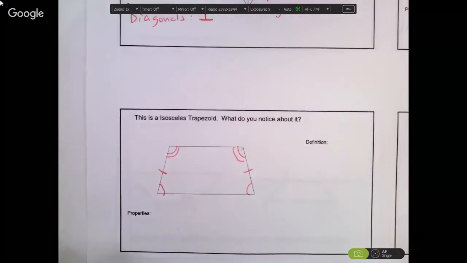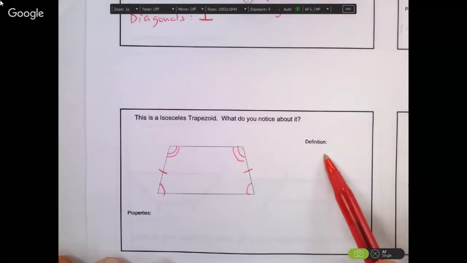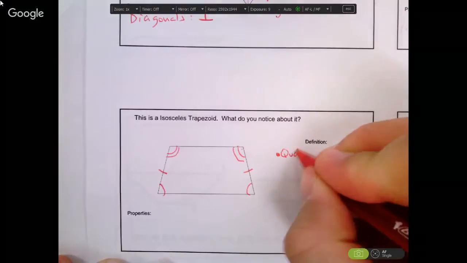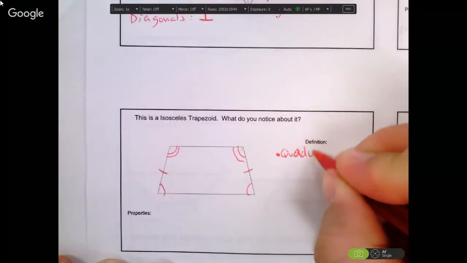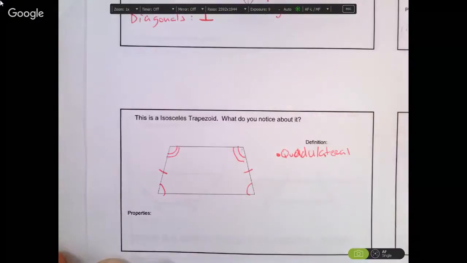So let's talk about the definition of isosceles trapezoid. It's a quadrilateral. And what do you think the name of this chapter is? Quadrilaterals. Actually it's polygons because the first section covers those, but it focuses on quadrilaterals and they threw the polygons in.